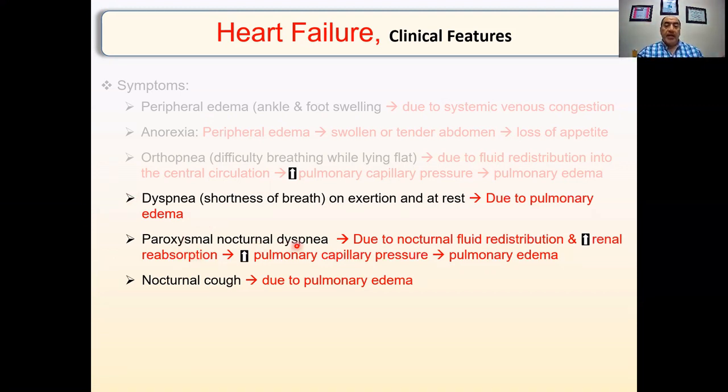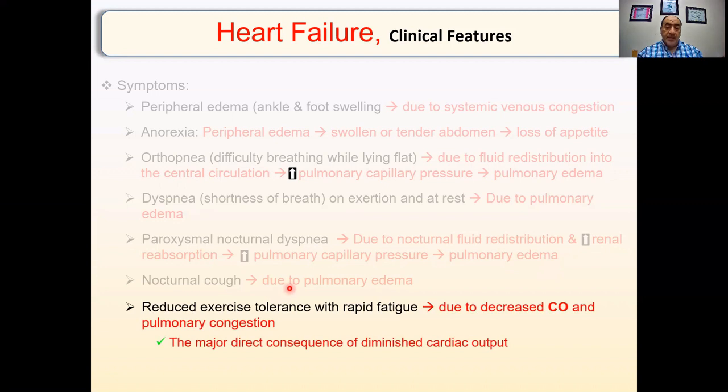Paroxysmal nocturnal dyspnea at night. So again, because of the fluid distribution and renal reabsorption, pulmonary capillary pressure will increase, and pulmonary edema will be the resulting issue. Nocturnal cough, again due to pulmonary edema.